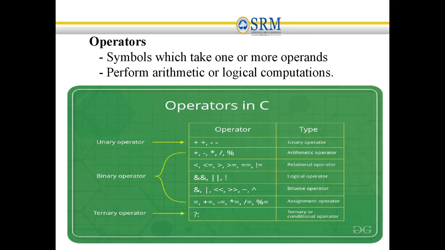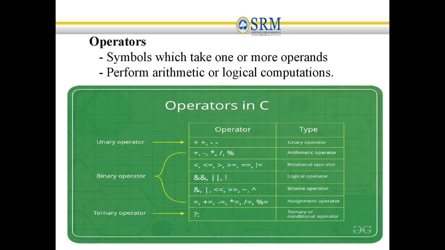Arithmetic operators are of two types: unary operators and binary operators. Operators that work with a single operand are known as unary operators, and the operators that work with two operands are known as binary operators. Next are relational operators. These are used for comparison of the values of two operands, for example, checking if one operand is equal to the other operand or not, or if an operand is greater than the other operand. The other one is logical operators.